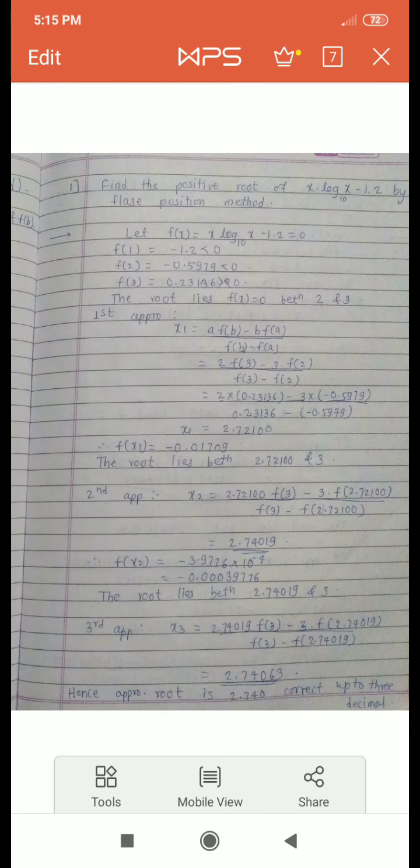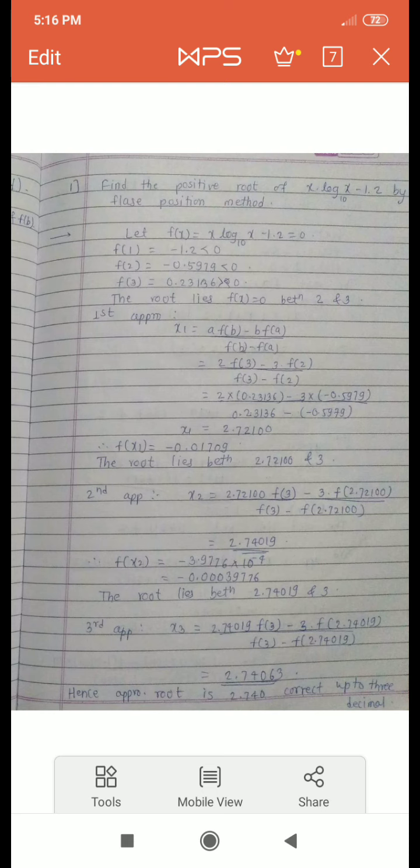Here f of 3 is equal to 0.23136, which is greater than 0. f of 3 is greater than 0, f of 2 is negative, f of 3 is positive, they are of opposite signs, therefore the root lies between 2 and 3 by the intermediate value theorem. This procedure is the same for both the methods, the previous one and this one.